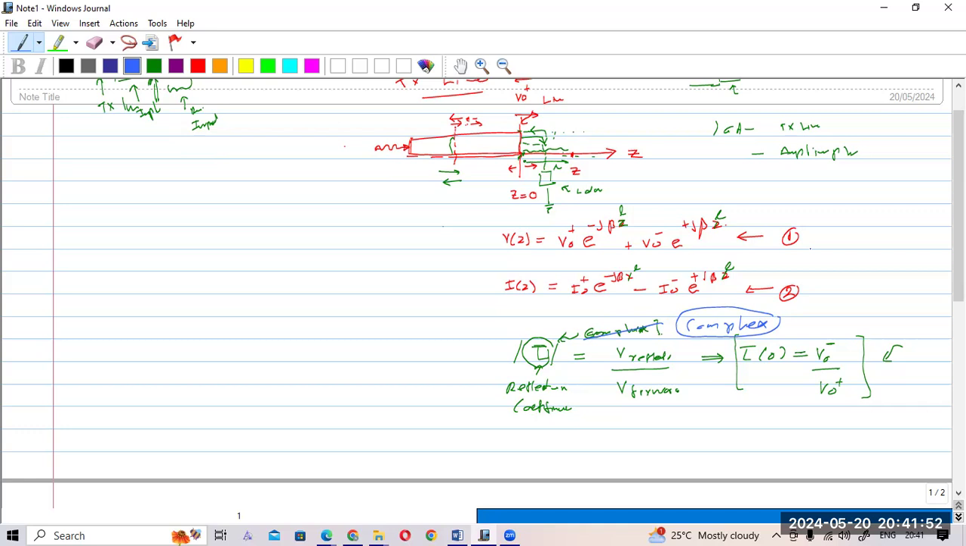Very clear. For every passive network, for any passive network, this will be true. But the active, most probably active and passive will be true.